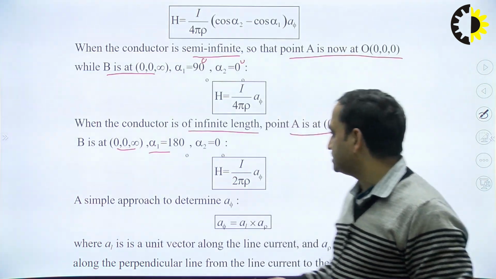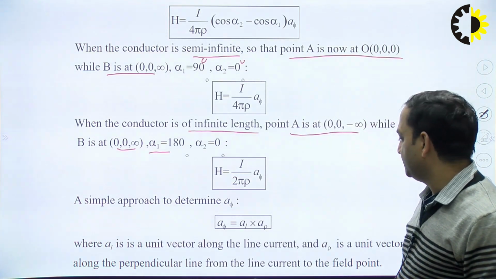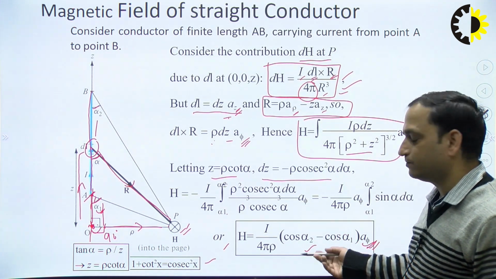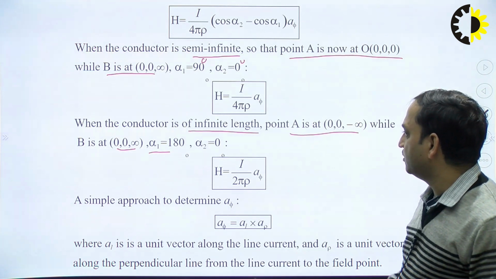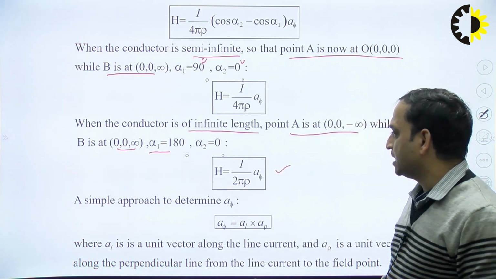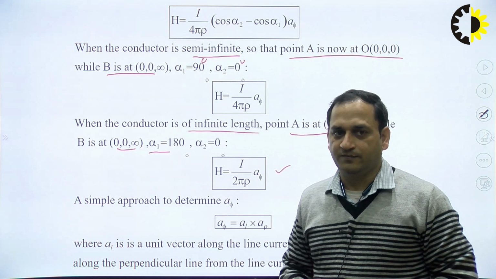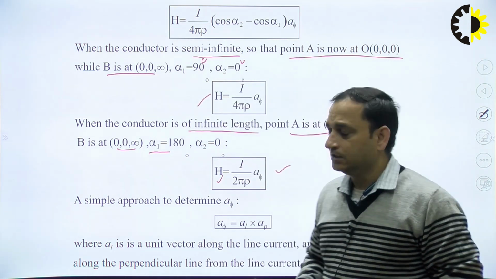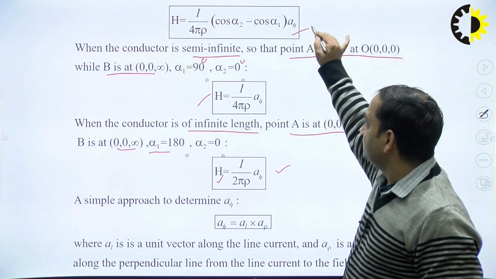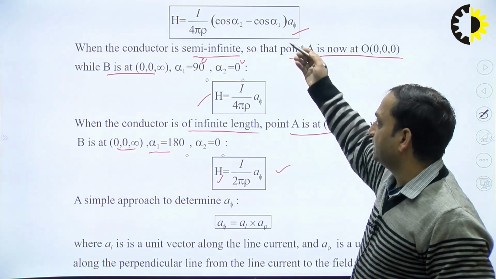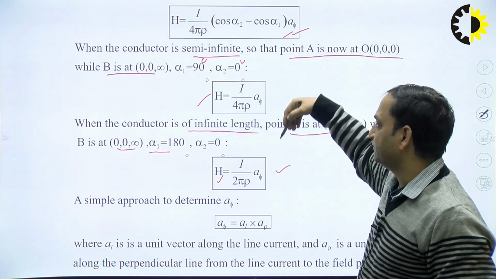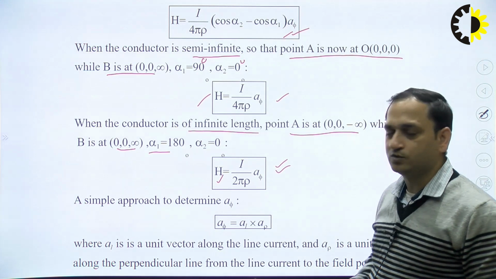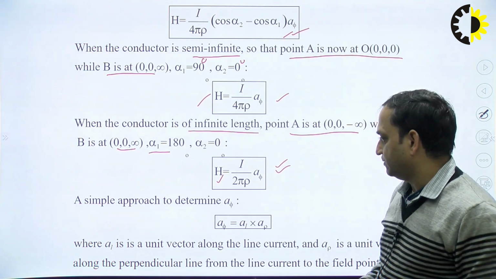So when you put all this together into the previous equation which I have just discussed, cos alpha 2 minus cos alpha 1, then the expression we get for H is equal to I upon 2 pi rho into A phi. So it will become double the semi-infinite H value. We are simply using this one and putting the values of alpha 1 and alpha 2 into it for the semi-infinite and for the infinite case. So H value will become I upon 2 pi rho into A phi.